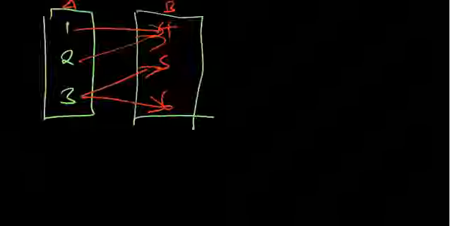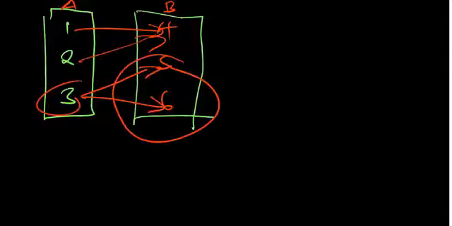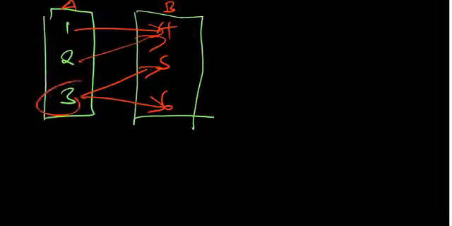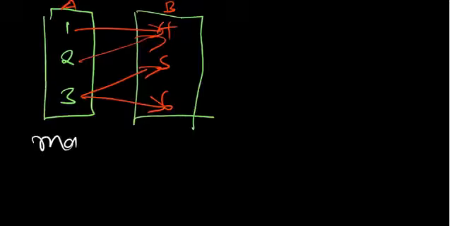So as we can see, one element of x is going to two elements of y, or one element of a is going to two elements of what? B. At the same time, two elements of a are going to one element of what? B. So this is not a function. It is not a function because one element of a is giving us two different elements of y, which is not possible. So we can say that this is many to many. This is many to many, but it's not a function.